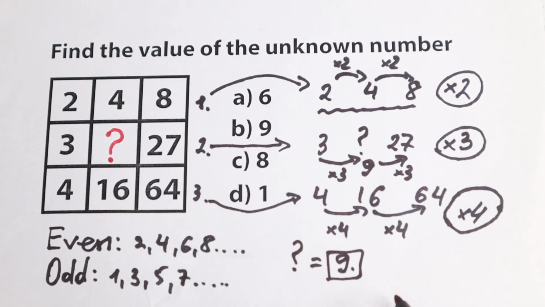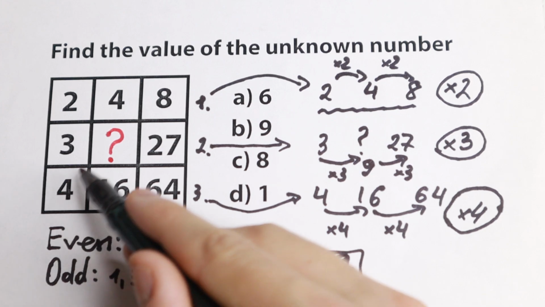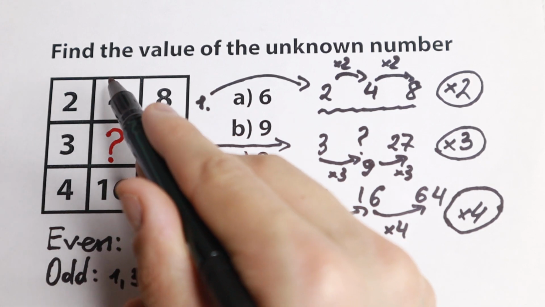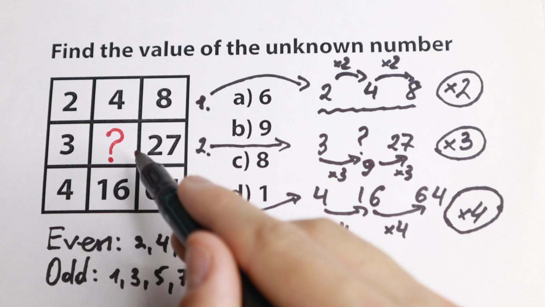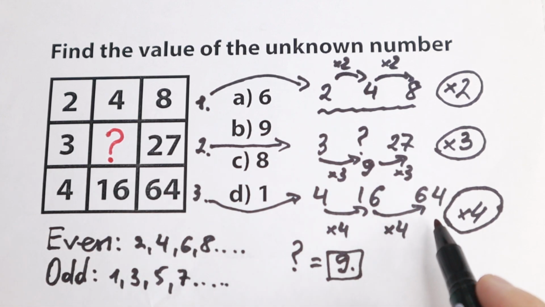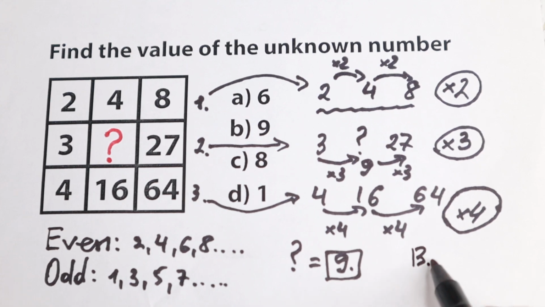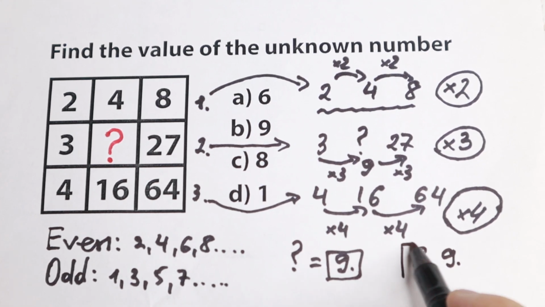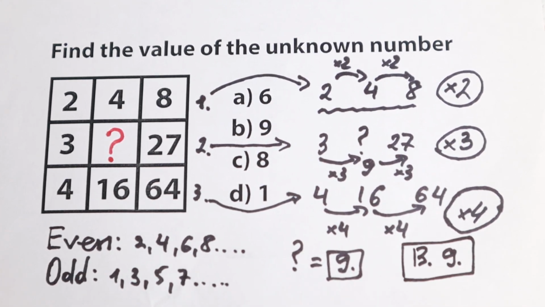But what about you? Write your suggestion in the comment. Maybe you find another pattern, maybe you go through the lines in another way, vertical and horizontal lines. It's really interesting to read about it. My answer is option B. It's 9. What about you? Write your suggestion in the comment, write your question in the comment.